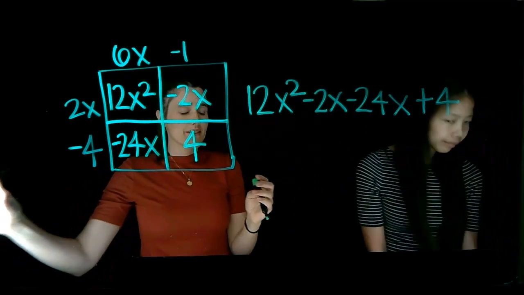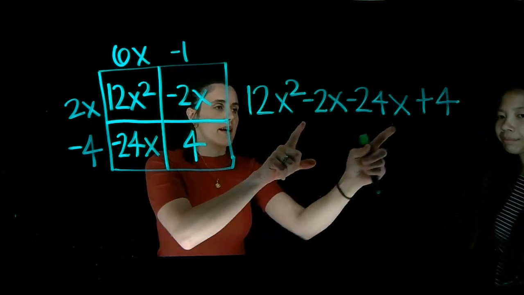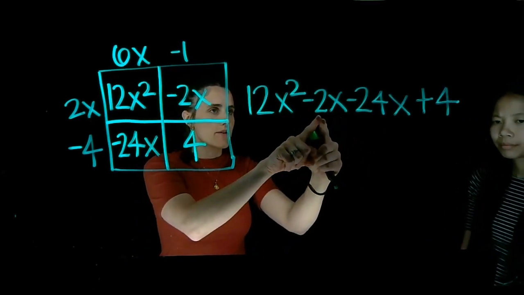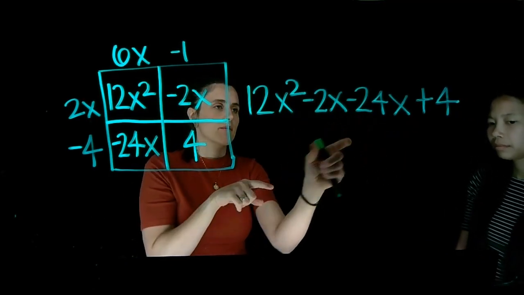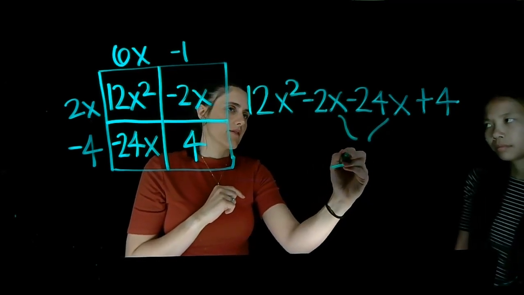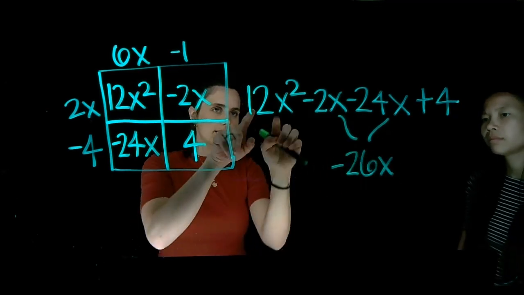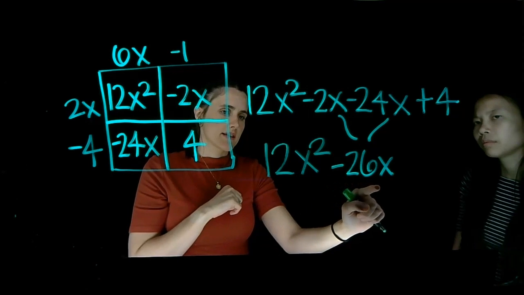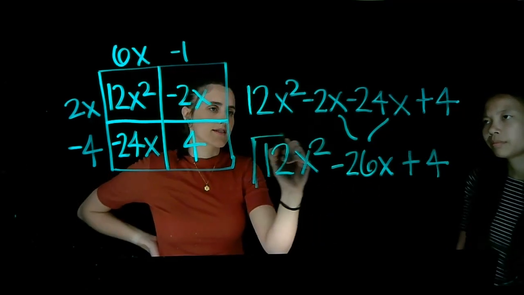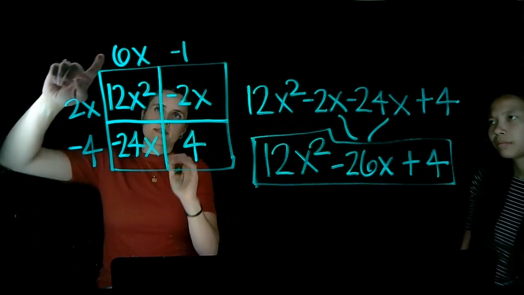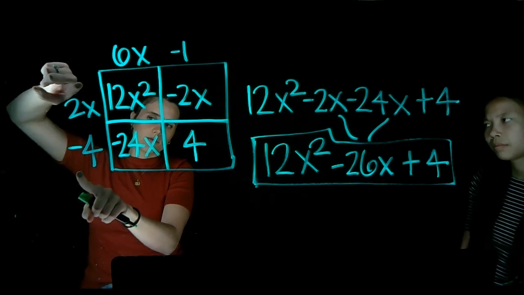Okay, and then I can even simplify a little bit more by combining these like terms. I have a negative 2x and a negative 24x. So I can combine these two to be a negative 26x. Okay, and I still have my 12x squared minus 26x plus 4. This will be the simplified way that I can write 6x minus 1 multiplied by 2x minus 4.